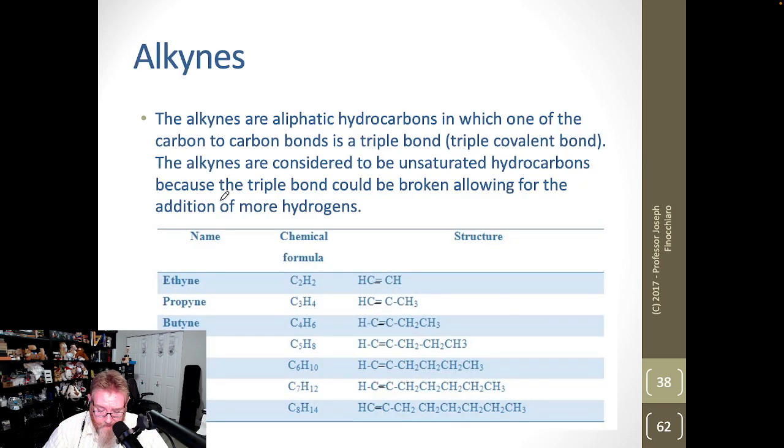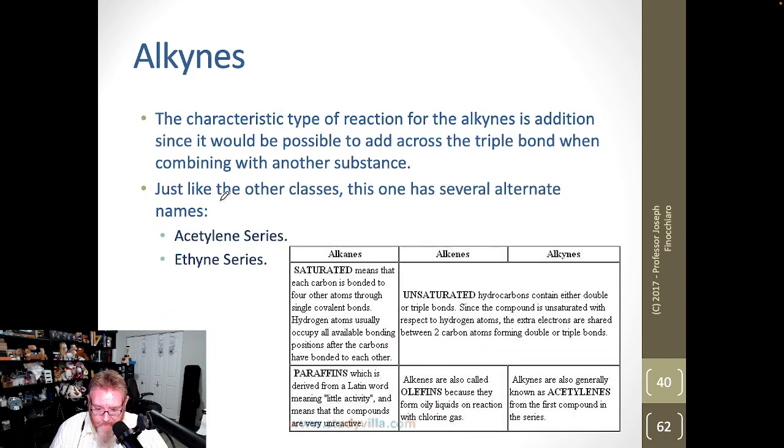Deep breath. Alkynes. How do you know it's an alkyne? It's got a triple bond. That's it. Also known as the acetylene series. And we already talked about the smallest one always gets the name: ethyne. Always. Okay?